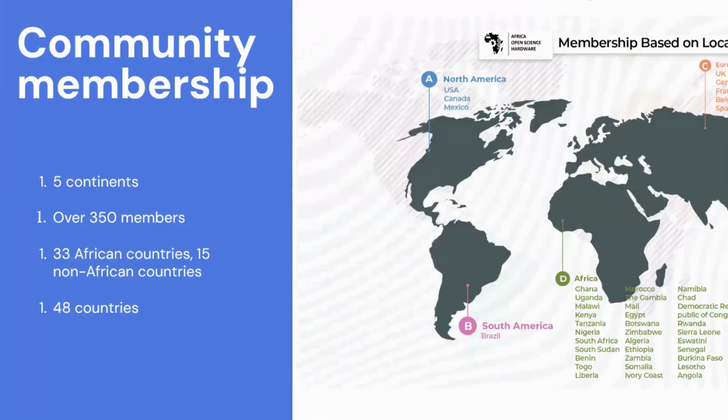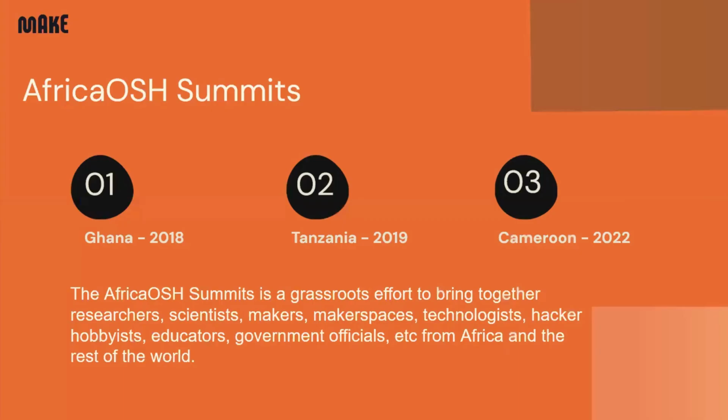AfricaOSH community membership ranges across 5 different continents, with over 350 members coming from 48 different countries, of which 33 of those countries are African countries and 15 are non-African countries.